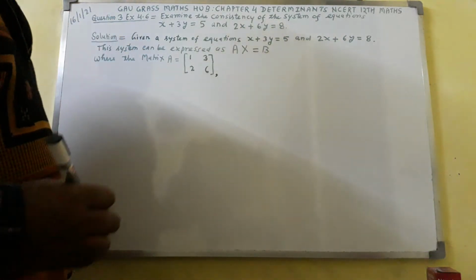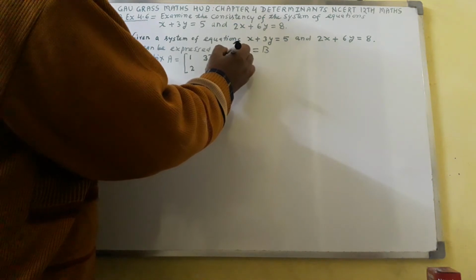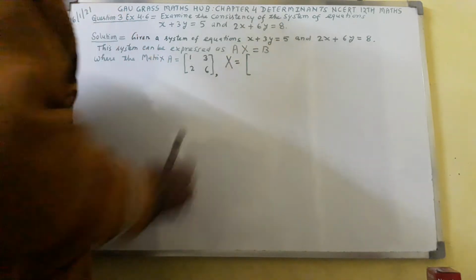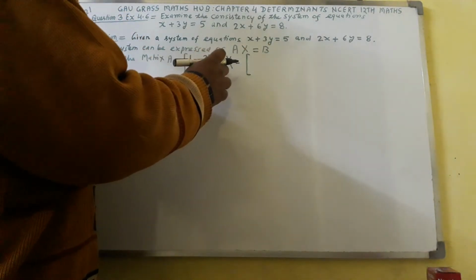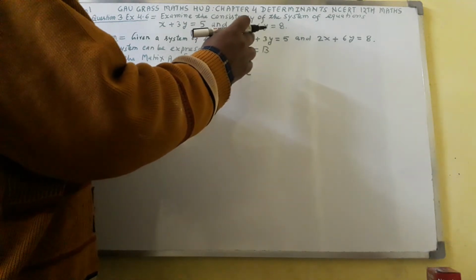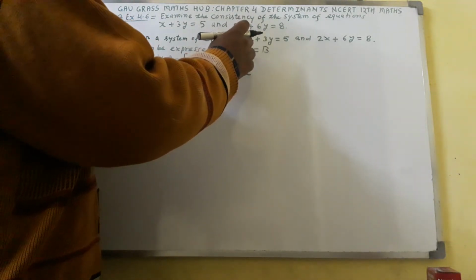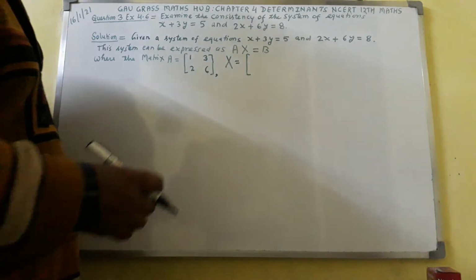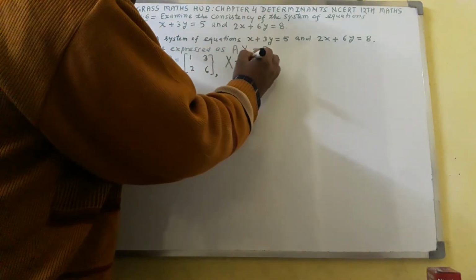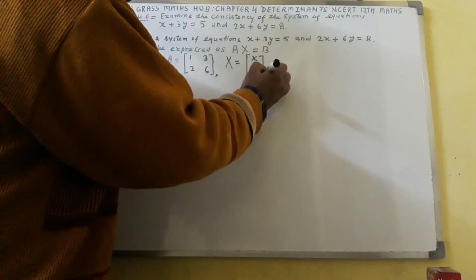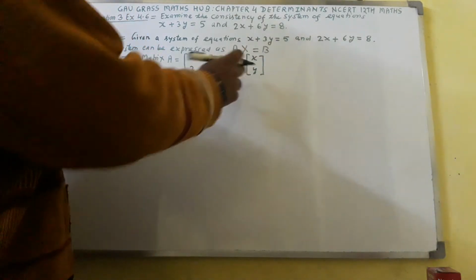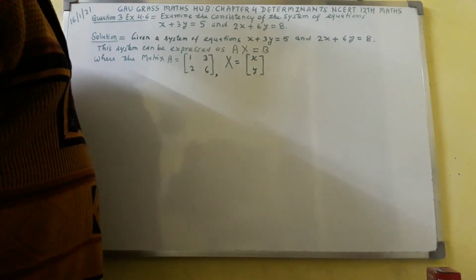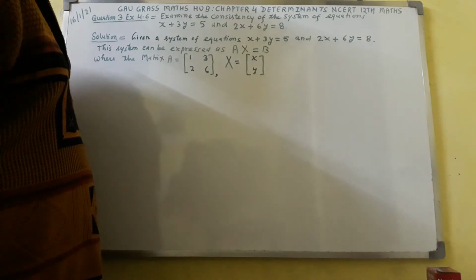Now come to matrix capital X equal to opening of square bracket. For the matrix X I shall write the variables. In these both equations, the variables are x and y. So here write x, here write y. So you have got the matrix X equal to elements of first row x, elements of second row y.